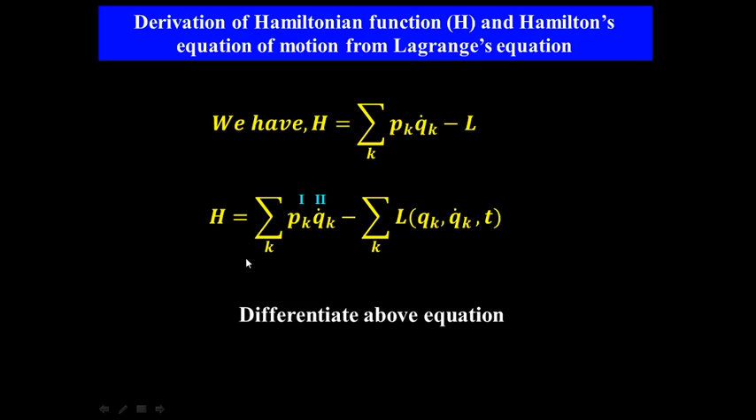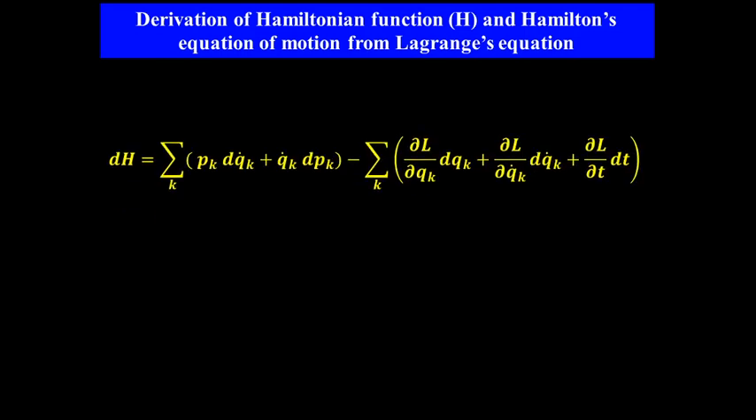In this way we will apply the differentiation to this equation, and on the left hand side dH. We will not differentiate with respect to t, we will simply differentiate this equation. So dH is equal to summation over k, first function into derivative of second, d qk dot, plus second function qk dot into derivative of first, d pk, minus, by applying chain rule, del L by del qk into d qk plus del L by del qk dot into d qk dot plus del L by del t into dt.